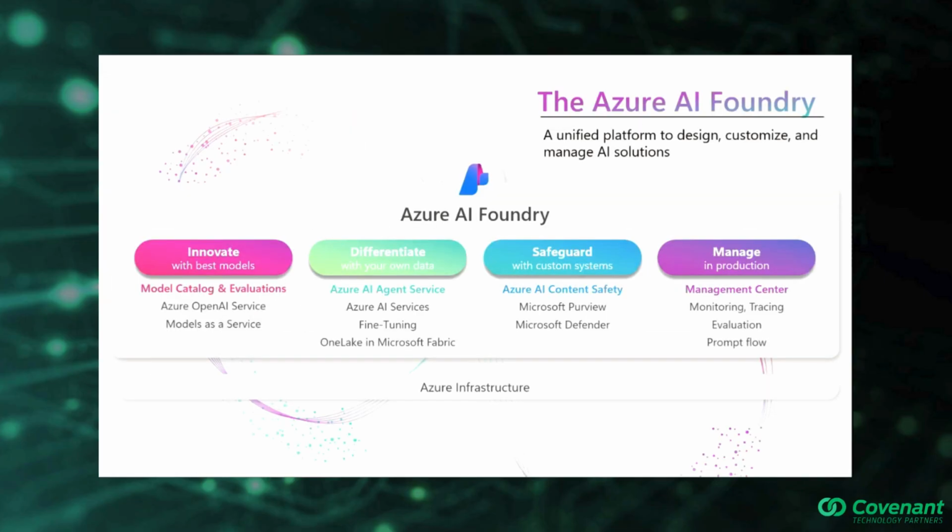So from a foundational perspective, AI Foundry is built on these four different pillars, and we'll go into some of the content here. But the first is around being able to innovate.